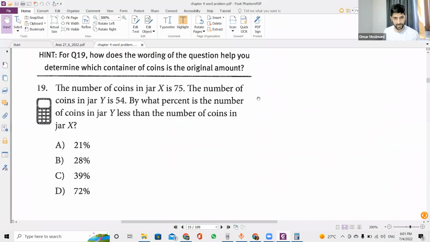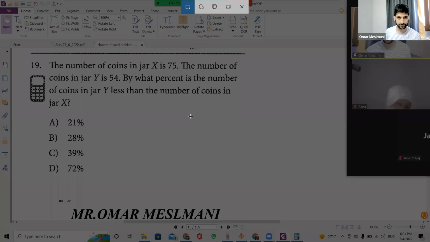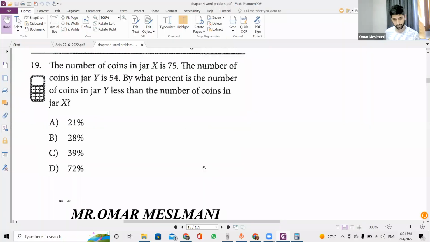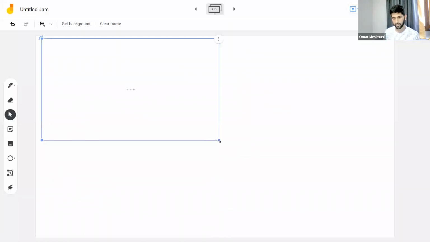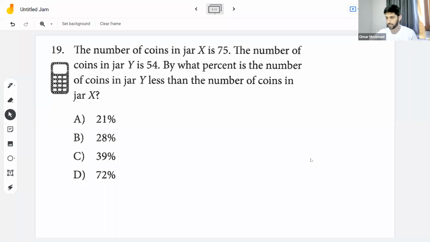Okay. All right, 19. Try to do 19. By the way, this is somehow harder than the others, so good luck with this.